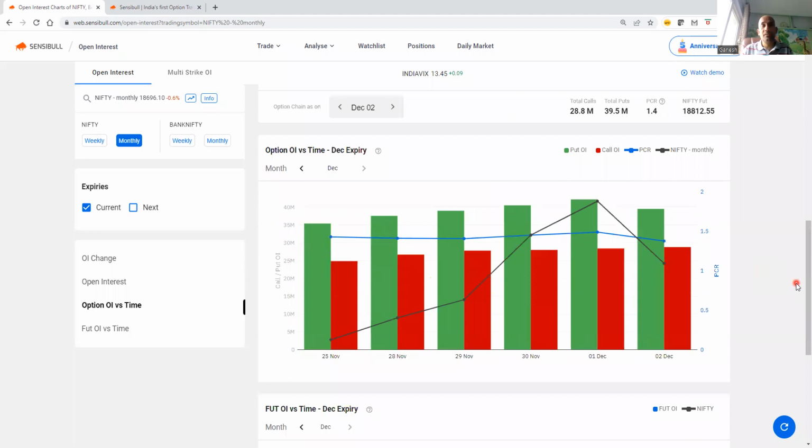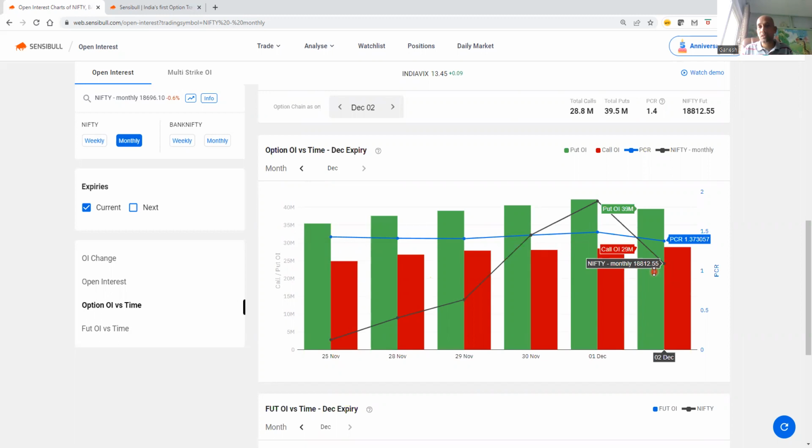Yeah, this is option open interest versus time. Again, what is happening every day? How is it moving every day? Every day you see it is different, right?